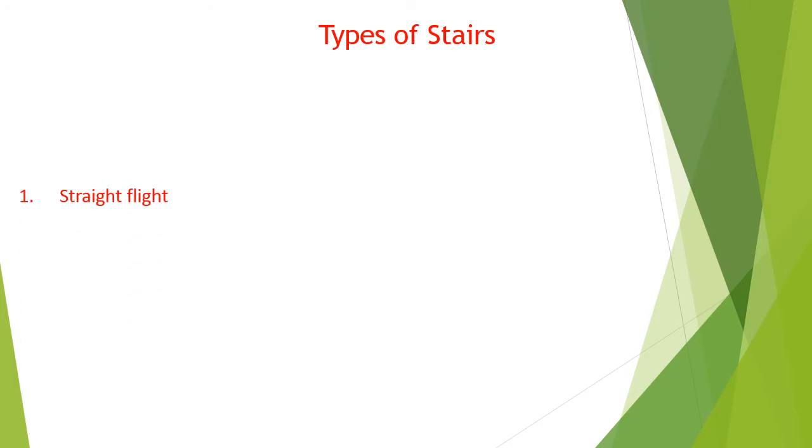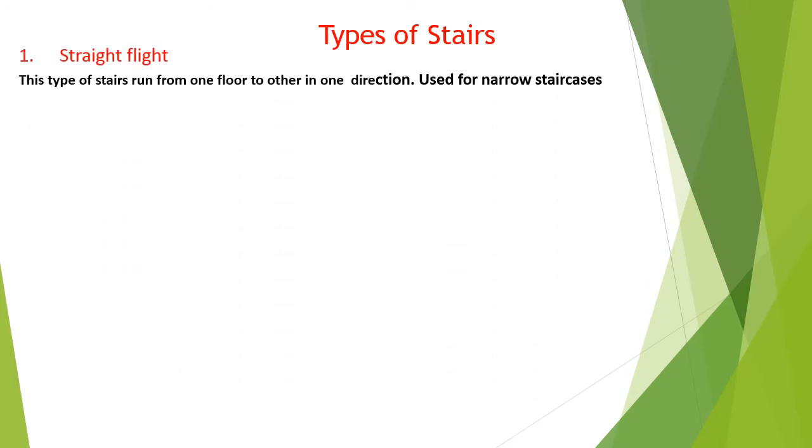Types of stairs. Straight flight. This type of stair runs from one floor to the other in one direction, used for narrow staircases. You can see the images of the straight flight type.